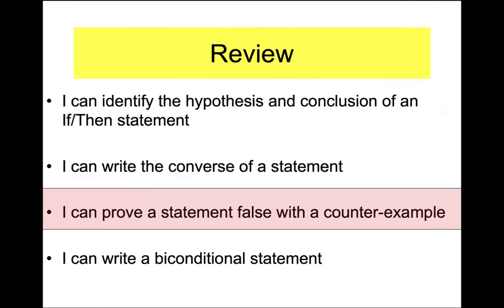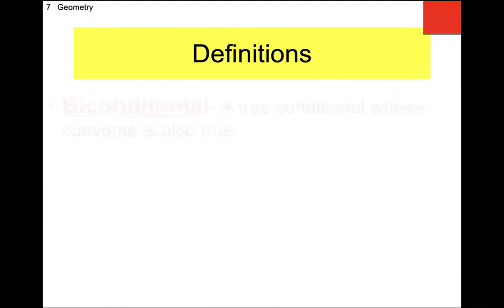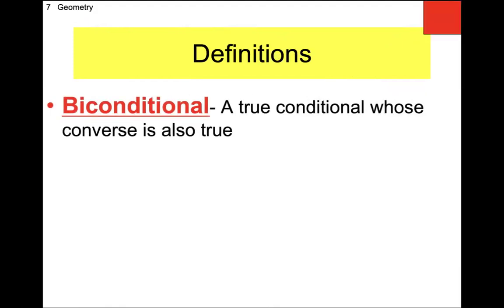All right, we're on to the last thing. What is a biconditional statement? Let's say we take a conditional statement, and it's true, and then we take the converse, and that is also true, then you have something called a biconditional statement. In other words, both the conditional and the converse are true.